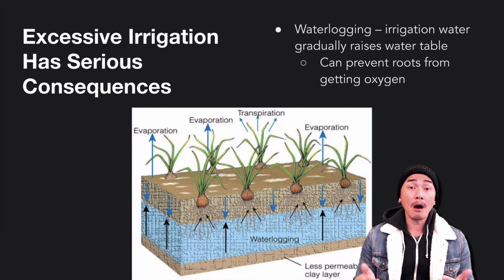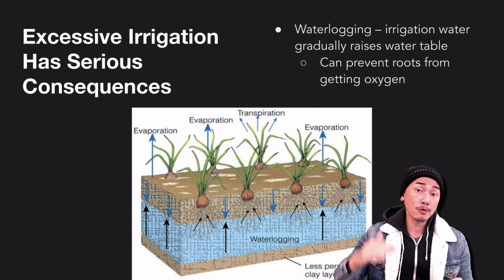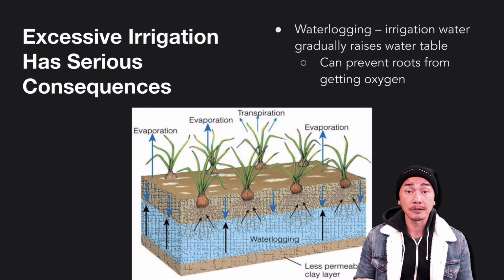Another problem caused by irrigation is waterlogging. Waterlogging occurs when overwatering raises the water table and prevents roots from getting oxygen. Plant roots need aeration in order to grow properly.